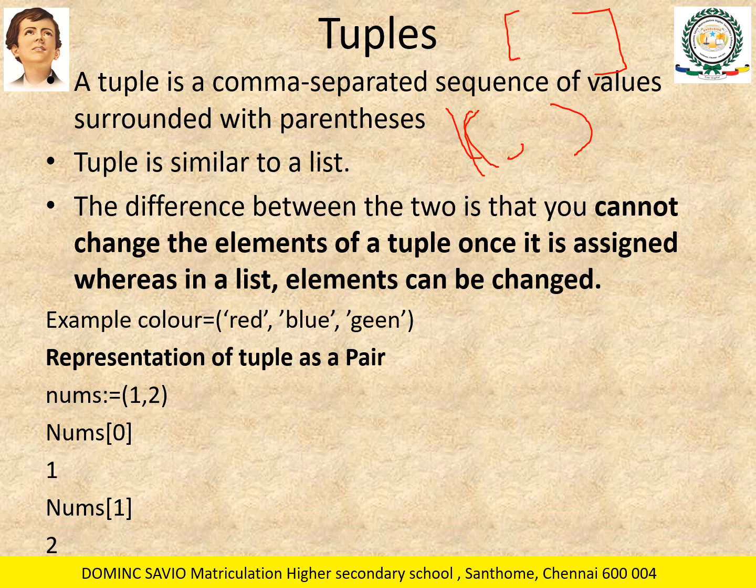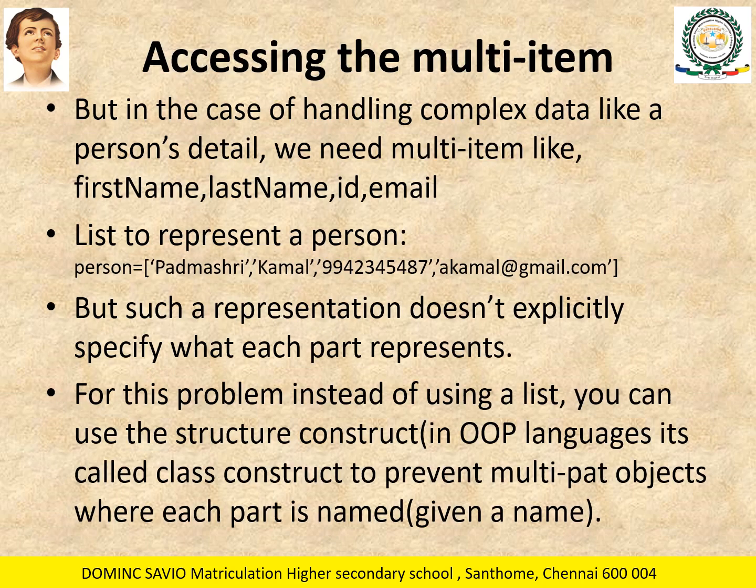So even here you address it using an index position. See here, representation of a color red, blue and green. It is separated by commas and written in parentheses. Here again 1, 2. Again you always call this using the index position. For this it is index 0 and for this it is 1. So when you say nums of 0, my value 1 is printed. Nums of 1, my value 2 is printed. So this is called a tuple.